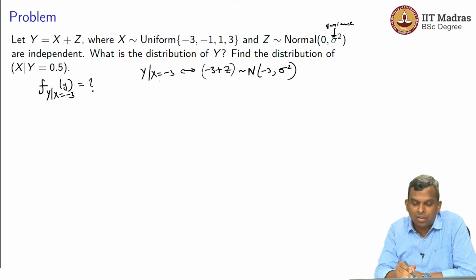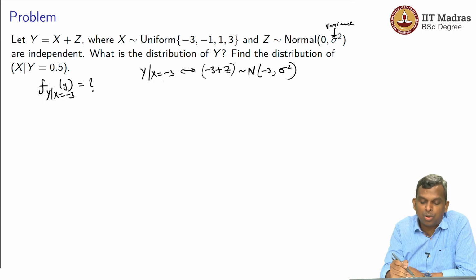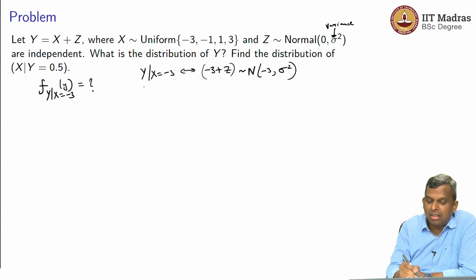So this is the crucial step here. When X is -3, Y simply becomes -3 plus Z. Z is the random variable, and this is just -3 plus Z. The reason is that X and Z are independent, so there's no dependence between them. Because X took the value -3, Z is not suddenly going to change. It's going to be just -3 plus Z. You have to see the same thing for the other ones, so think about why this is true.